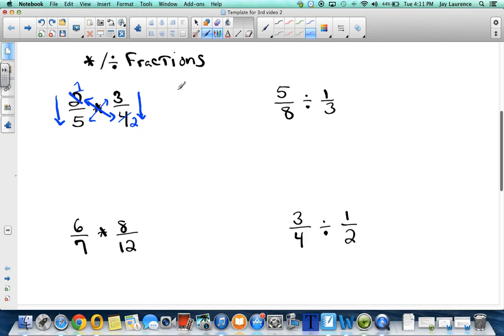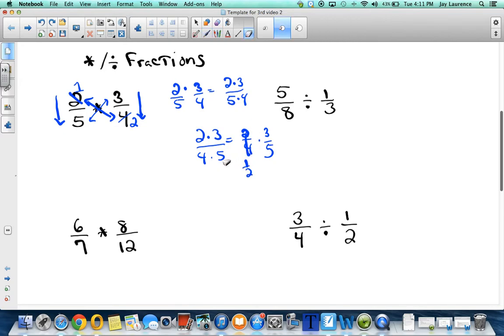Now, if you're wondering why that works, 2/5 times 3/4 is the same as 2 times 3 over 5 times 4. And because of the commutative property, I can say it's the same as 2 times 3 over 4 times 5, and therefore it's the same problem as 2/4 times 3/5. And look at that, that 2/4 is the same as 1/2. So that's all I'm doing without doing all of that work.